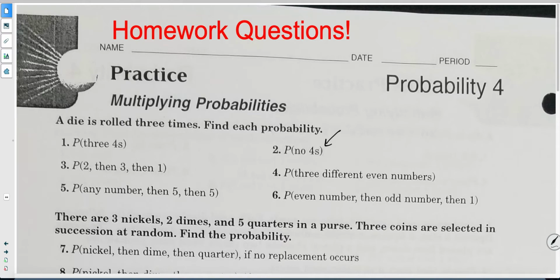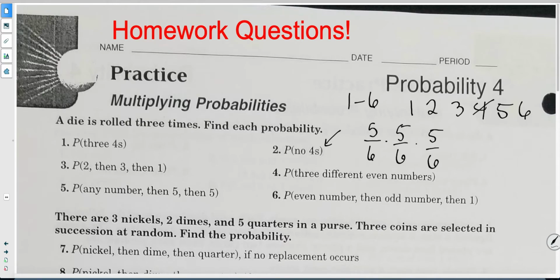All right, so we got numbers 1 through 6. So that's 1, 2, 3, 4, 5, 6. For each roll, if we don't want a 4, you're going to have 5 options. So we're rolling 3 times, so it'll be 5 out of 6 times 5 out of 6 times 5 out of 6. And then that would be your probability.